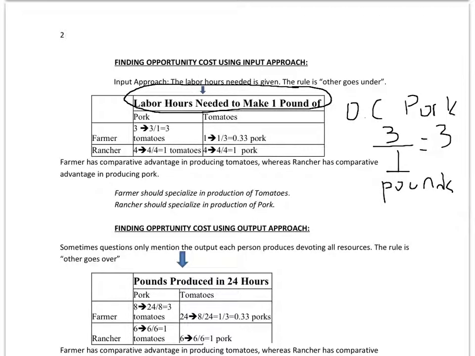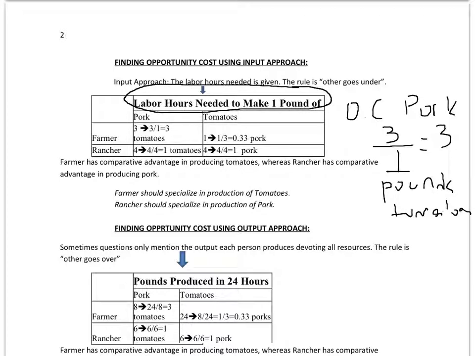So as you see, 3 pounds of tomato, we express the opportunity cost in terms of the other good. Okay? So you don't need to find it now for tomato for the farmer, because it's just the inverse. What you find for pork is going to be the inverse for the tomato. So it's 1/3 pounds of pork for tomato, the opportunity cost.